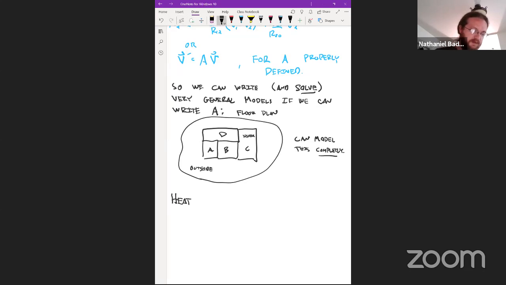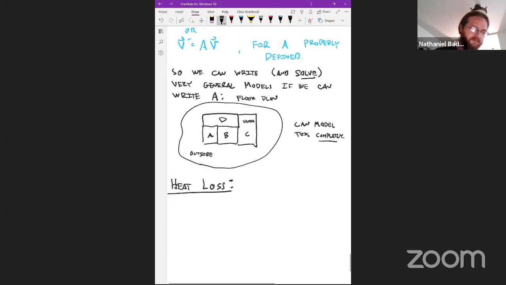Okay, so let's look at another thing we can do with these heat equations, and this is heat loss. Again, we want to start thinking about larger systems, and we want to start thinking about boundary conditions. So here's the setup: heat loss, which I'll specify through a wall.